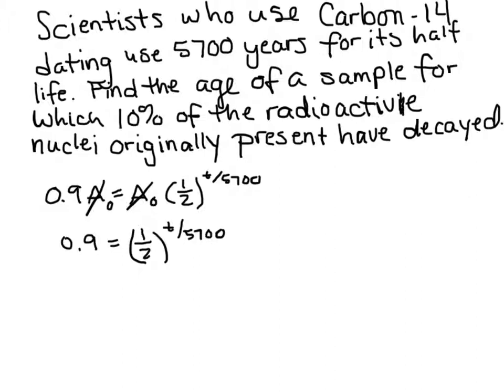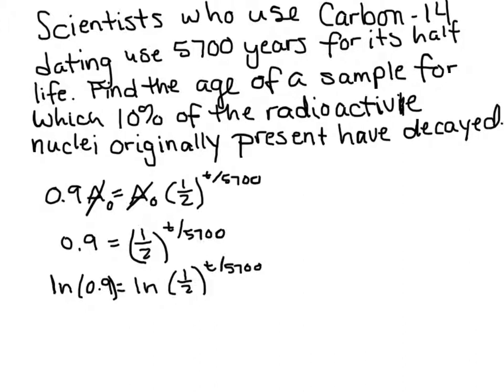Now we're going to need to take the log of both sides. The question is, what kind of a log are we going to take? You could get fancy taking logs with different bases, or we can just stick to what we can do with our calculator and just take the natural log of both sides. So the natural log of 0.9 is equal to the natural log of 1/2 to the t over 5,700.